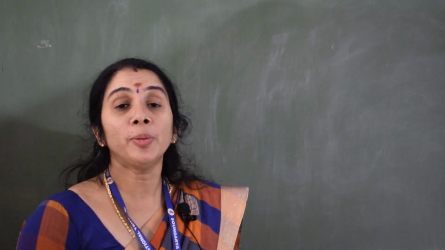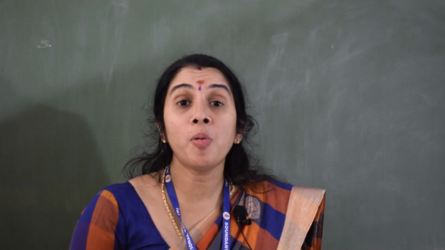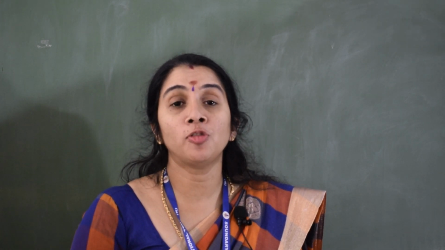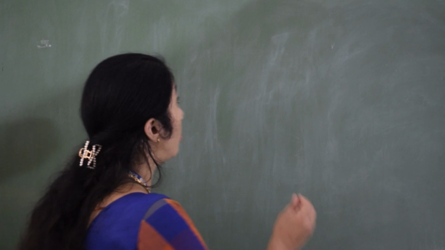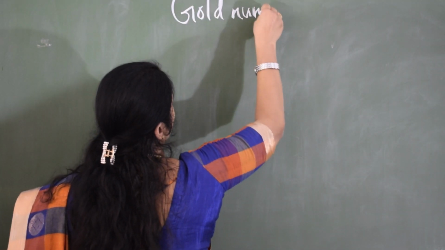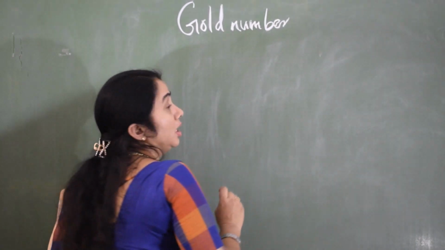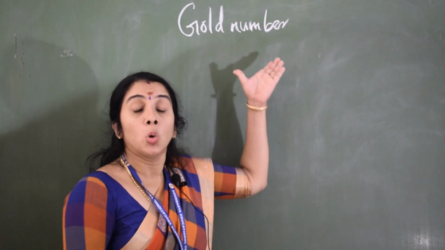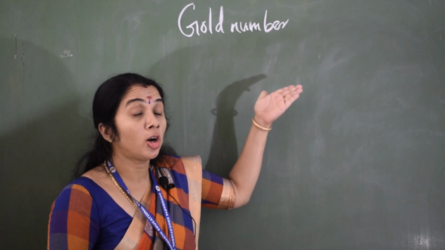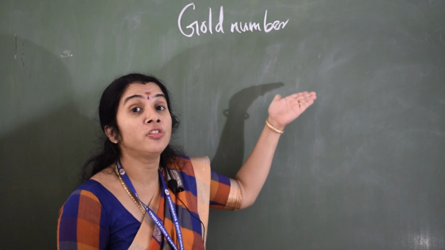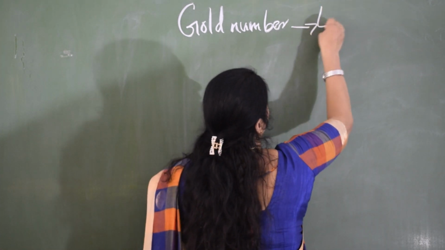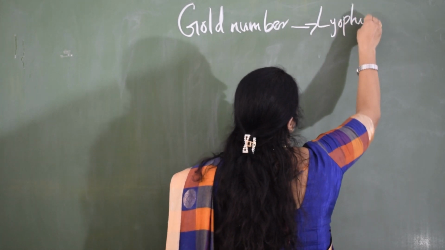Clear? So from here, we are going to discuss one important concept which is not there in the NCERT syllabus, but it is very, very important for competitive exams. That is the gold number. So what is gold number? Gold number is usually connected with the protective colloids. Now which colloid acts as a protective colloid? Lyophilic colloids. So gold number is associated with lyophilic colloids.